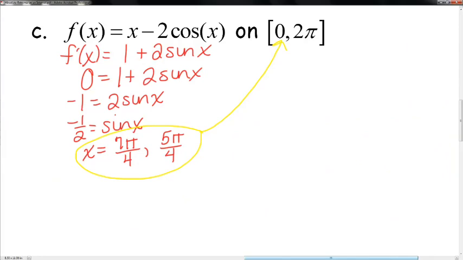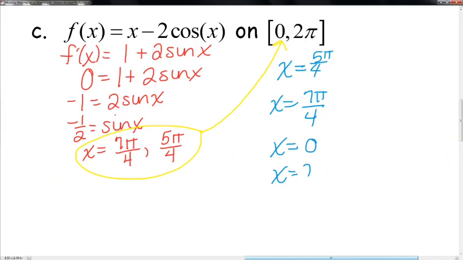So now I'm going to set up my candidates test. And so let me line them up. So I have my two critical values. I have 5 pi over 4, excuse me, I have 7 pi over 4. And then I have my two endpoints. I have 0 and 2 pi. And so I'm going to check all the y values for each of these.